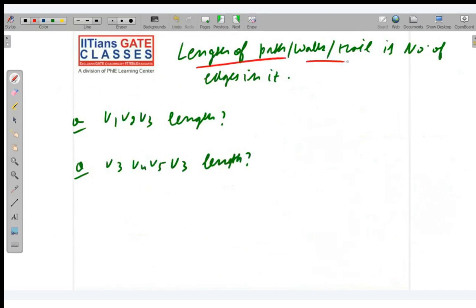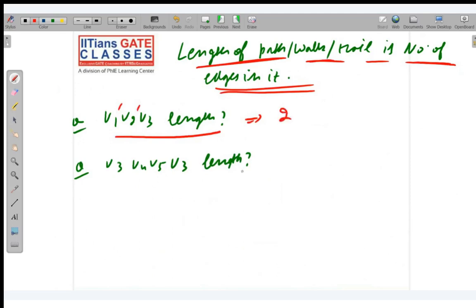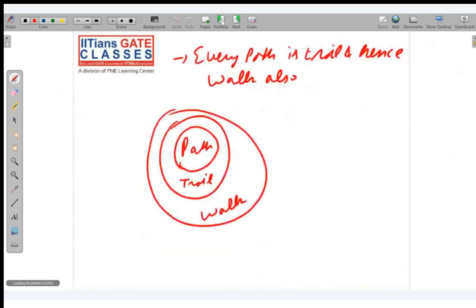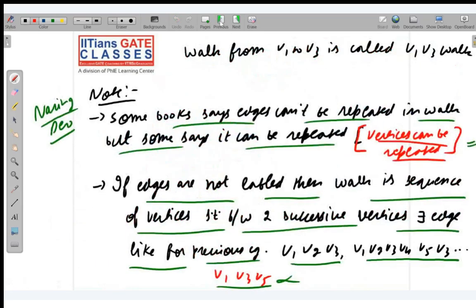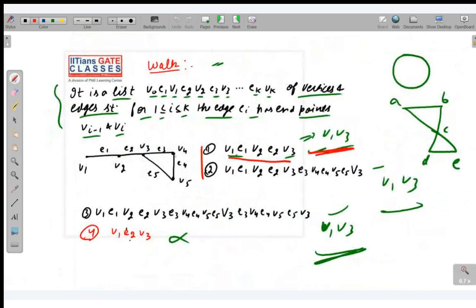Next, length of a path, walk or trail is the number of edges in it. That is very simple. What is the length of a path or walk or trail? Number of edges in it. Like v1, v2, v3: 1, 2, so 2. Here 1, 2, 3, so it is 3. v3, v4, v5, v3. You can check that out. So 3 is the answer.